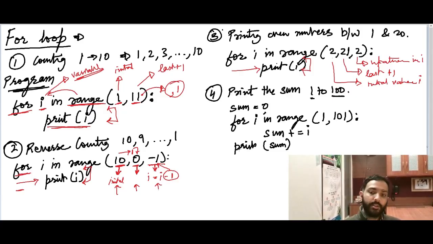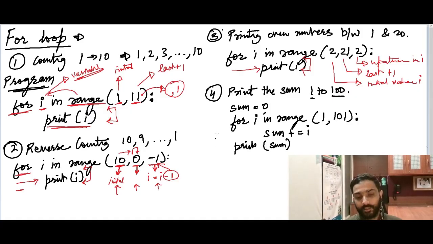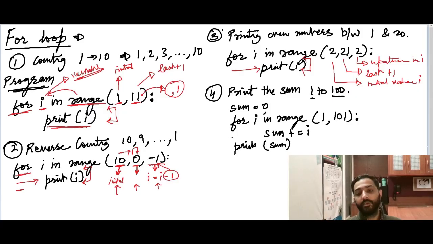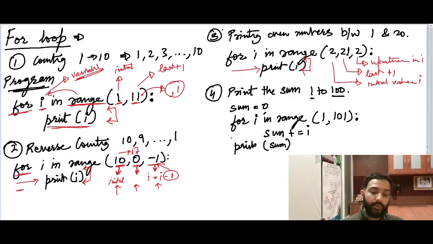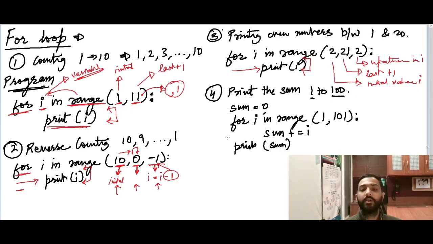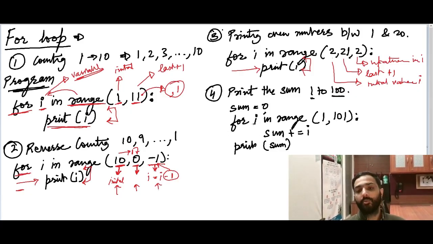I hope this is clear to all. This similar question we have done with a while loop, but a few more lines of code were used. In that code we have to manually give the updation and initialization of the variables. Here it happens automatically using the range function.